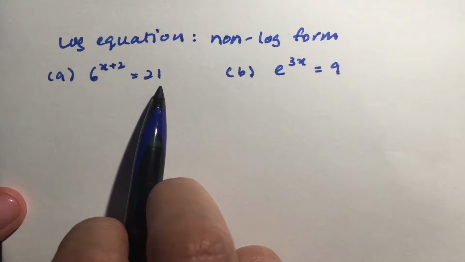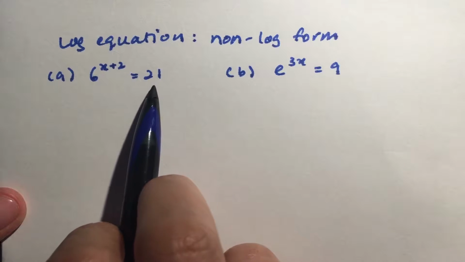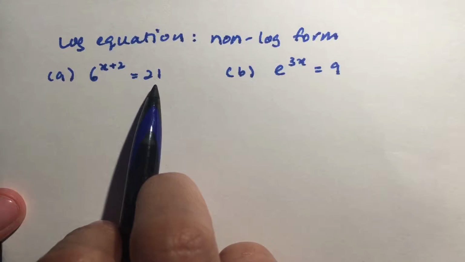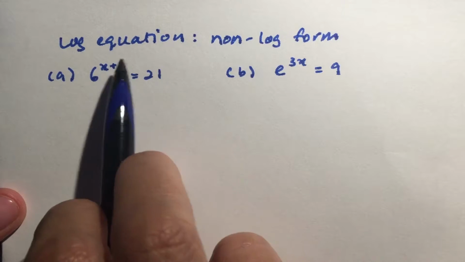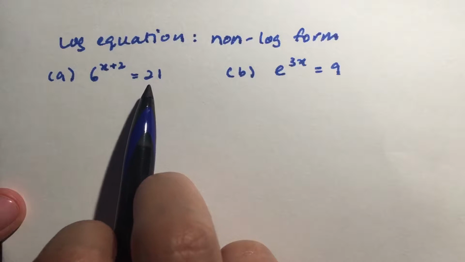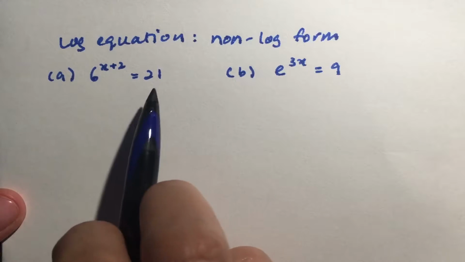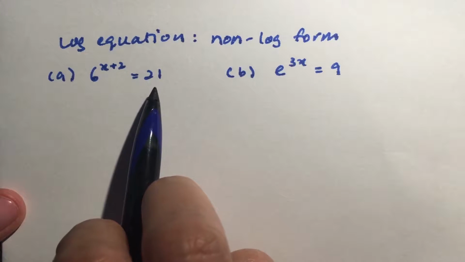Now we have learned in indices that if this is a number like for instance 36, we can actually make them the same base of 6. Then we can continue by equating the exponents. But 21, no matter how you try, cannot be put as 6 to the power of something. So this is where we cannot use the indices method and we have to use the log method.